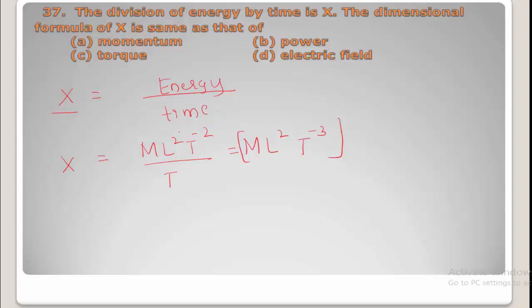Now which one is having this dimension? Let us see. The momentum is, first option, momentum is having the dimensional formula M L T raised to minus 1. So this is not the answer. Next, B, power. Power is nothing but energy by time. So on simplification we get M L square T raised to minus 3. So this is nothing but the answer, power. So power is having the dimension of M L square T raised to minus 3.